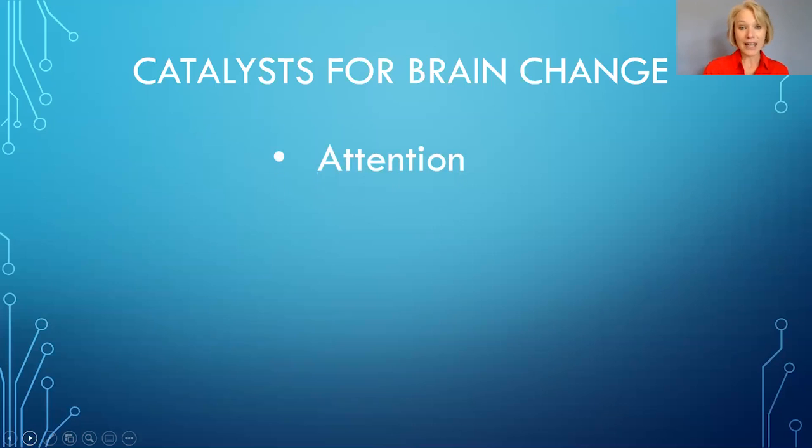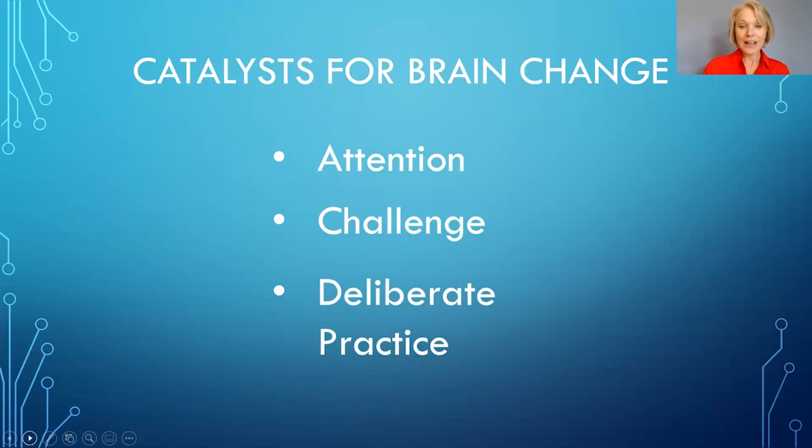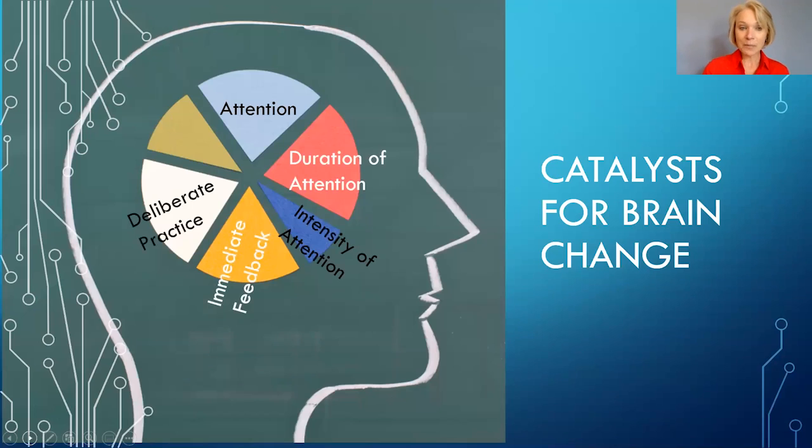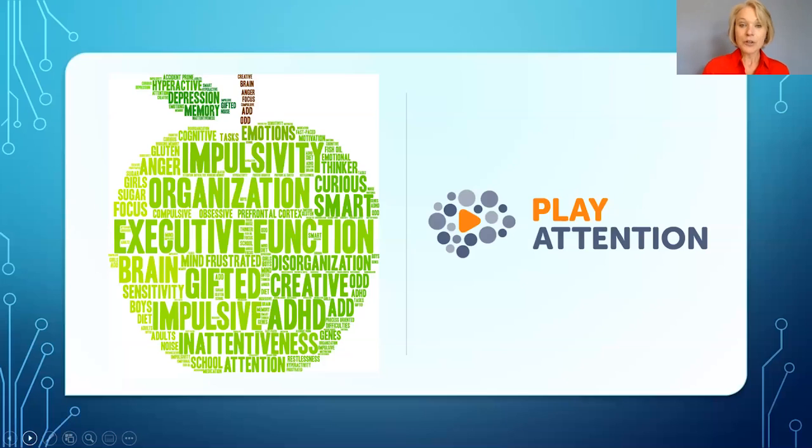And these include attention, challenge, and deliberate practice. Now, if we break this down even further, we can talk about attention, but we also have to look at the duration of that attention, the intensity of the attention, immediate feedback, deliberate practice, and challenge. All of these catalysts are necessary for brain change. So Play Attention is specifically designed to provide you with all of the catalysts necessary for brain change in order to improve executive function and self-regulation.